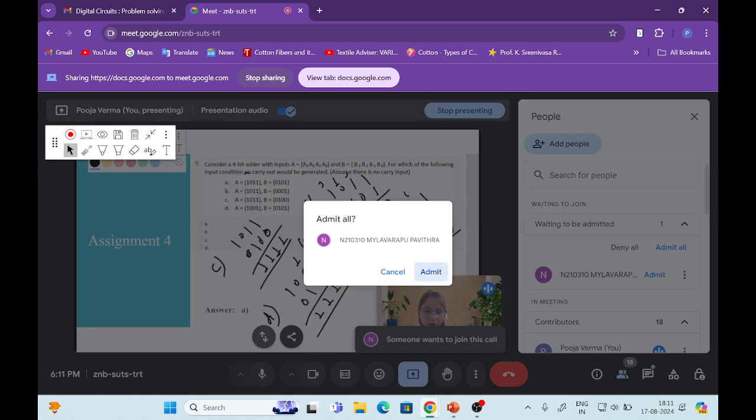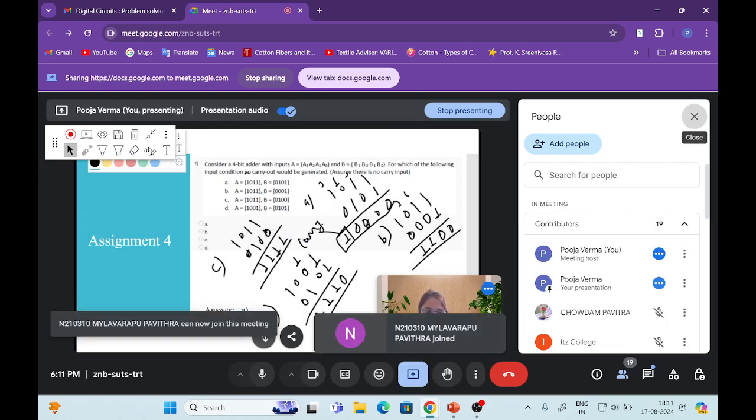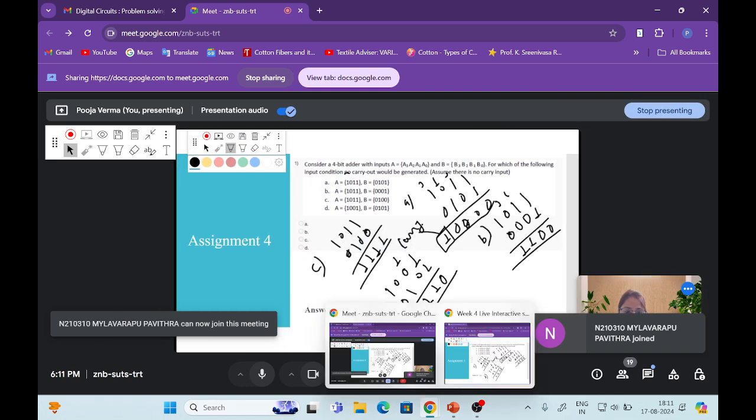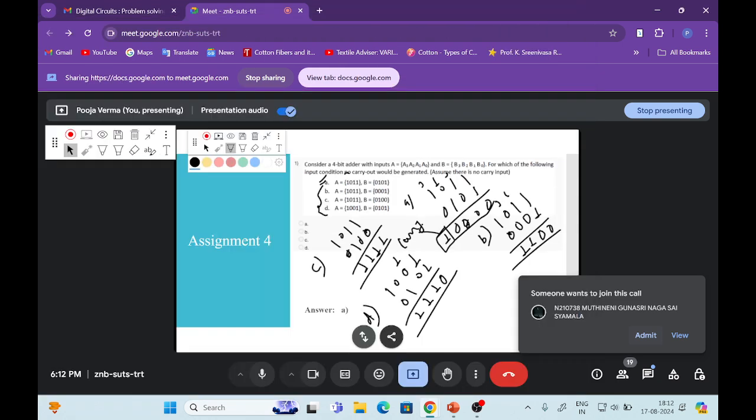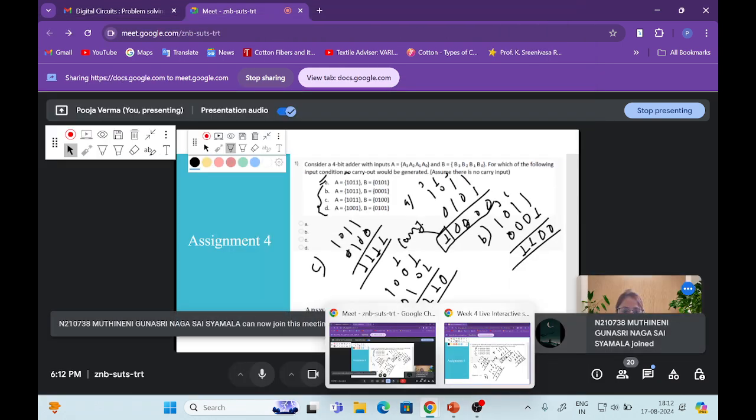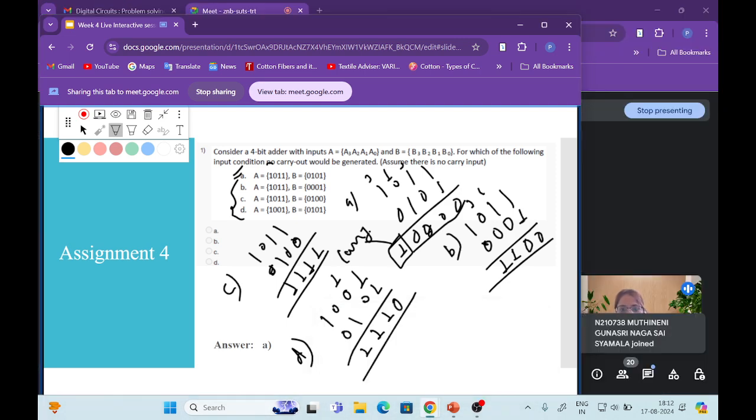So check what the question is saying. The question is saying: consider 4-bit inputs A and B, for which of the following input conditions would no carry out be generated? But from here we can see that in options B, C and D, no carry is generated. Only option A is generating the carry. In that case option A is correct.